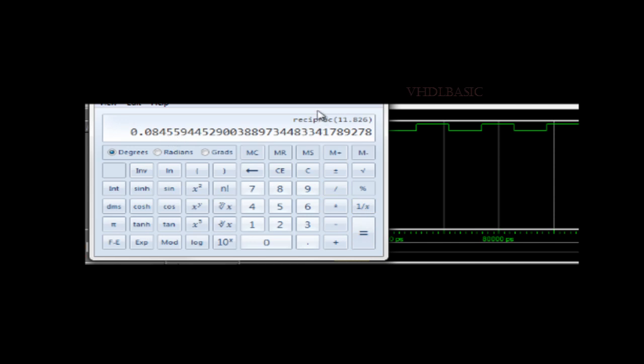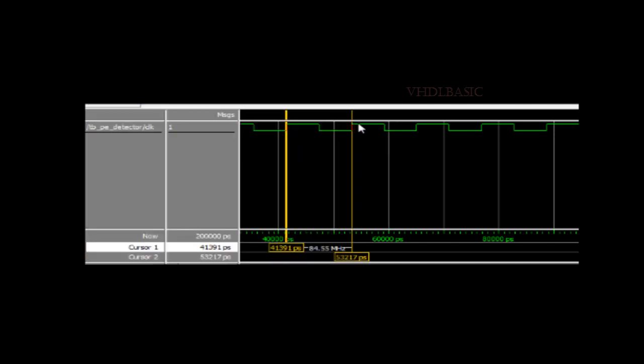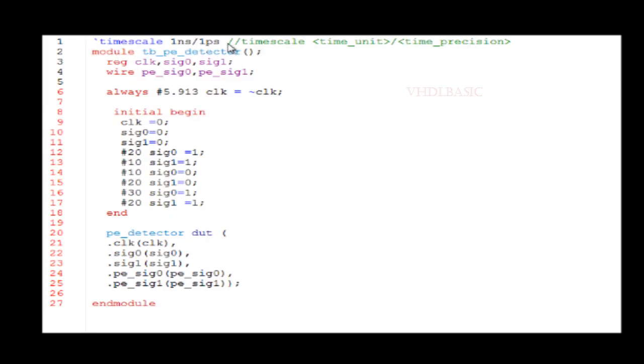84.55 MHz. So after the simulation, if you measure a clock edge, and then calculate the delta between the first clock edge and the next edge, right, you will get 84.5 MHz. In this next example, I am changing the precision to 1 nanosecond.